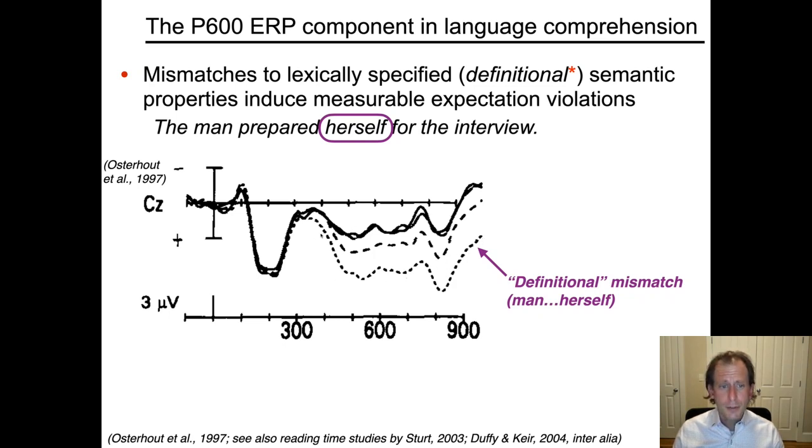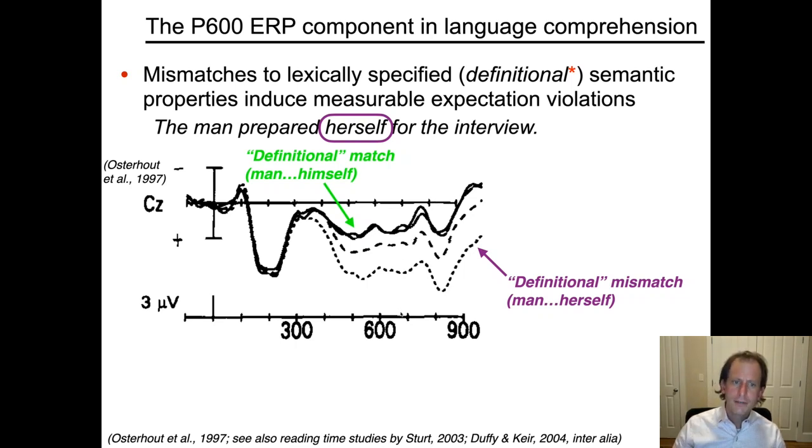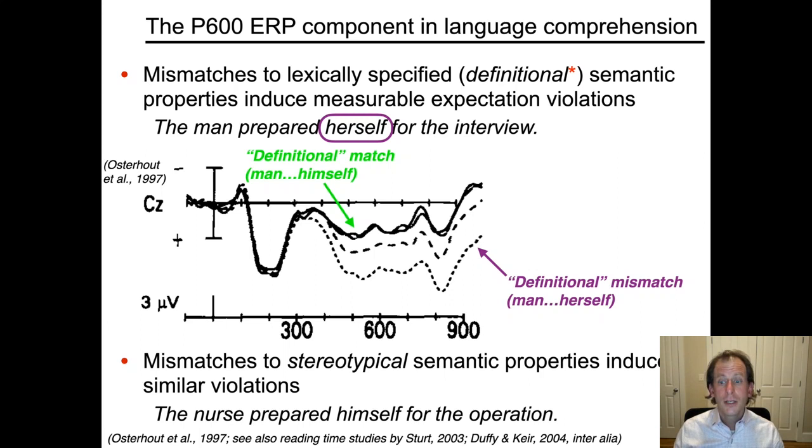This is the response profile at a central electrode, right about the top of the head, to the man herself version at the word herself. We can contrast that with the definitional match case, where the same sentence was used except herself became himself, so there was no anomaly. Here you can see, relative to the no anomaly case, the deflection is downward, in the positive direction, so it's P for positive, and it seems to max out starting around 600 milliseconds, although it lasts longer than the N400 effect does.